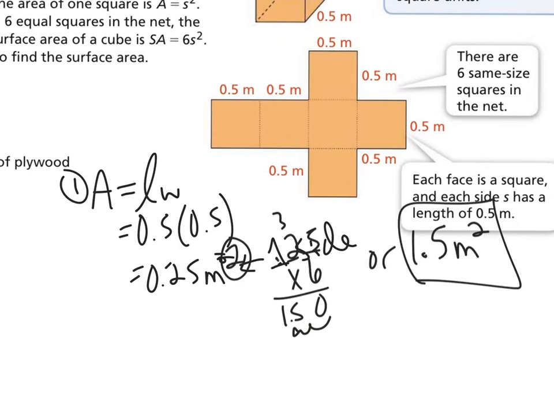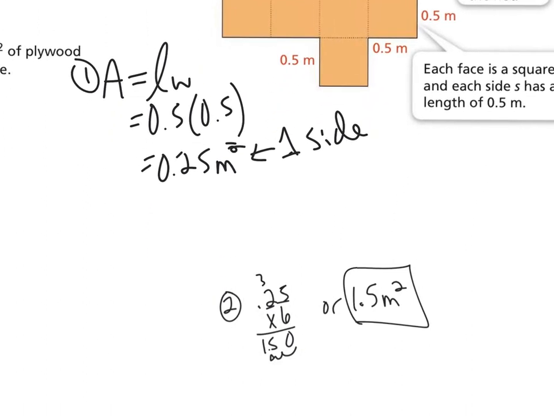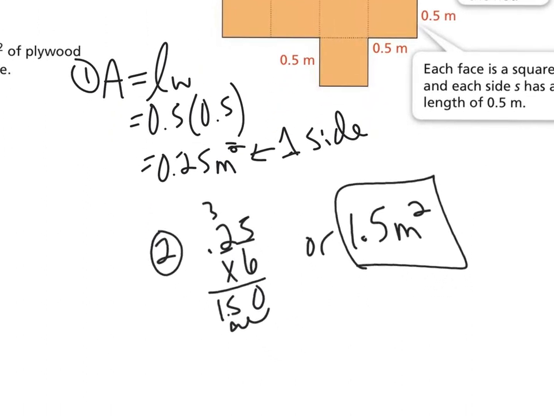Okay, again, don't get intimidated by the formulas and stuff that they're showing you on this problem. You don't really need those. All we need to know is the area of a rectangle is length times width.